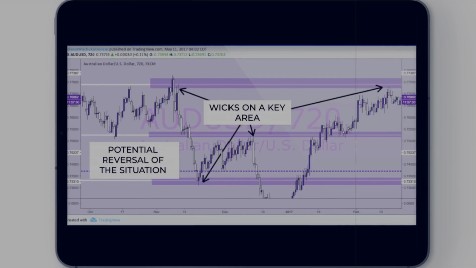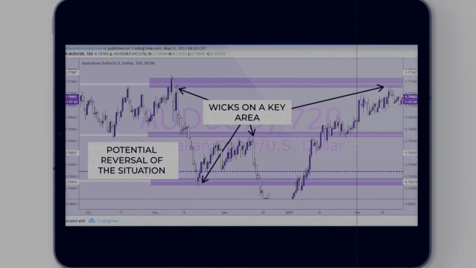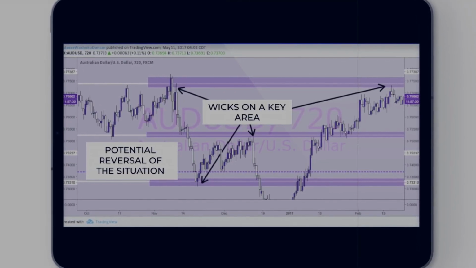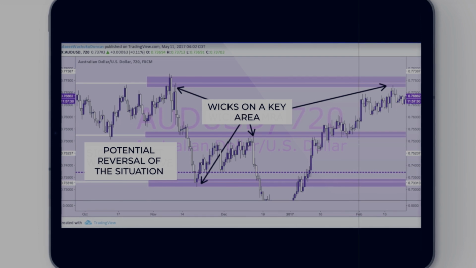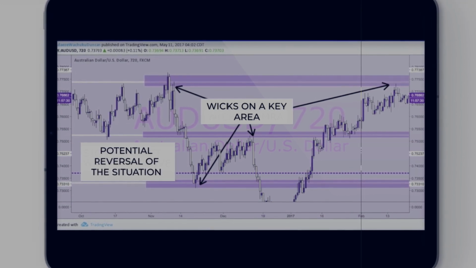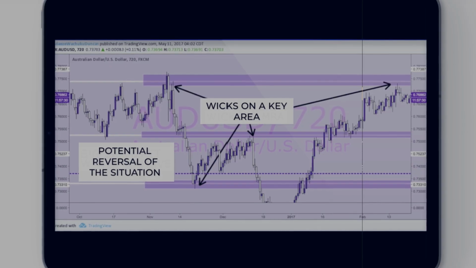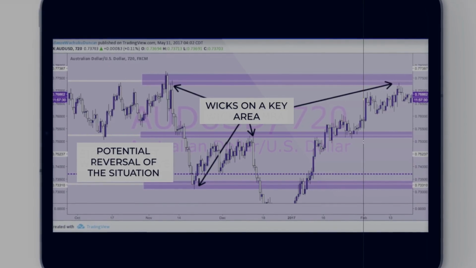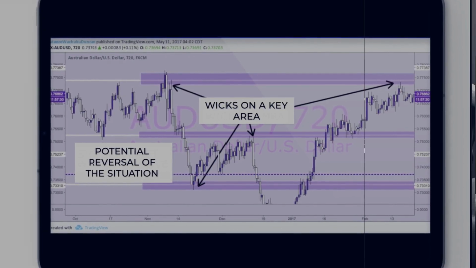Be attentive to these wicks. Generally, like in this example, we observe that when the price reaches this key zone, it bounces and goes in the other direction. Candles are indications on the market. You will see later on other indications that will allow you to have greater confidence in your decision.